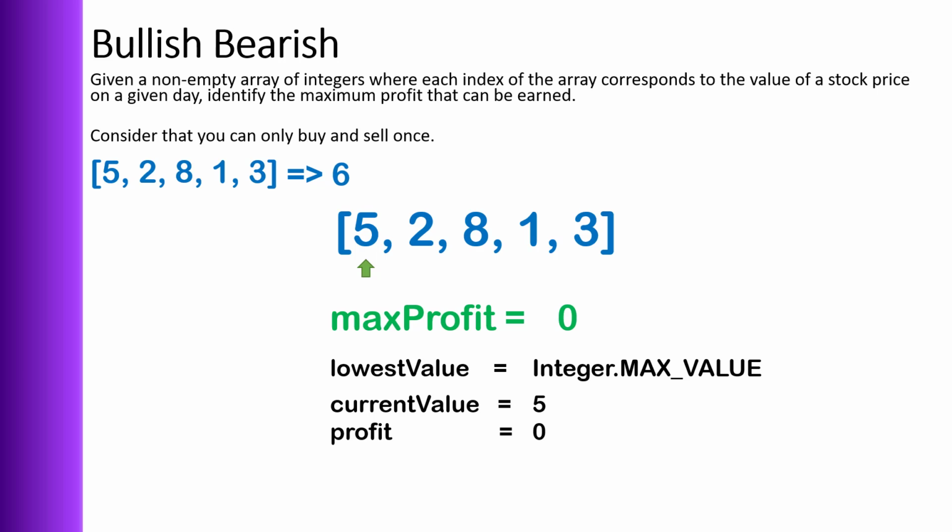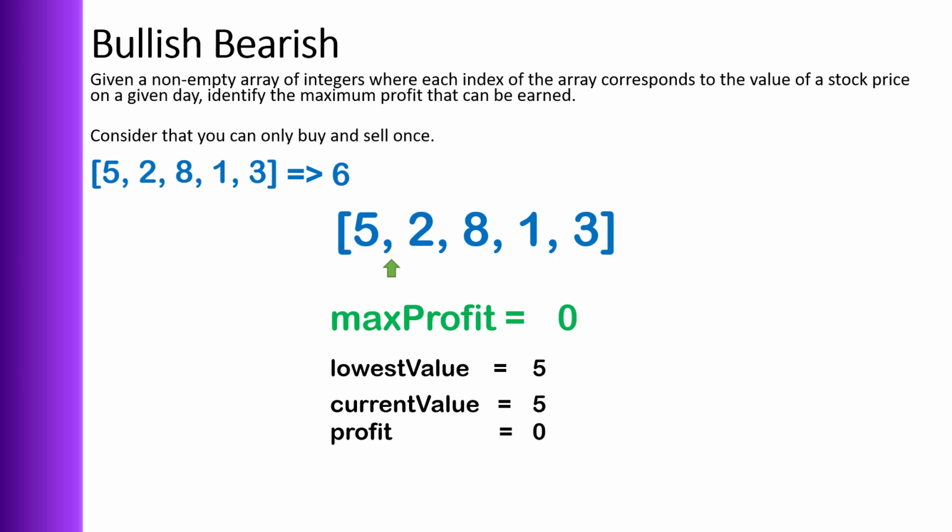So this profit is similar to the one earlier. We will compare it to the max profit. If it's greater than, then we will consider that as the max profit. So what will happen is that lowest value will be changed if the current value is lower than the lowest value. So in this case, it will become 5.